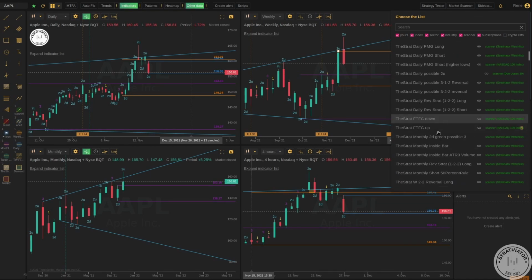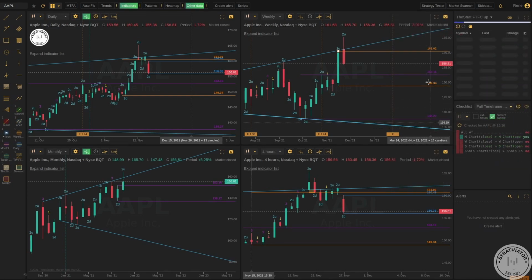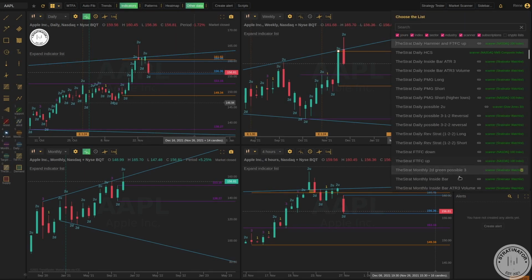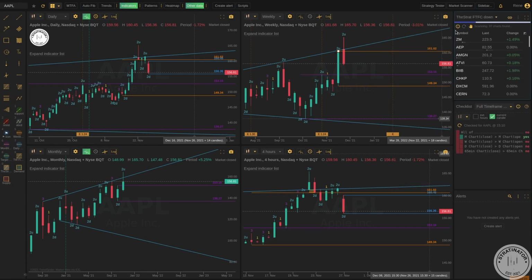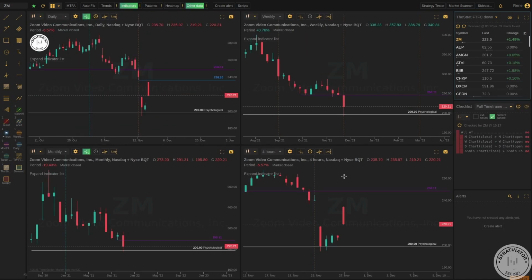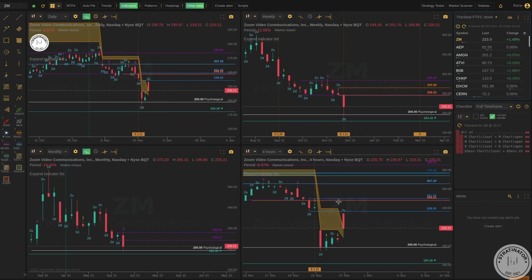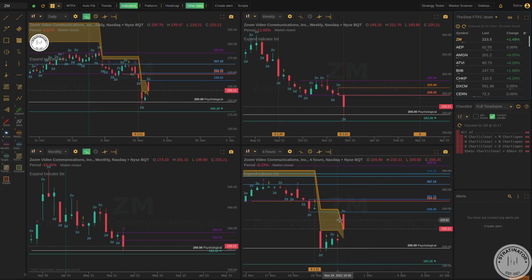So for example, if I want to look at the full time frame continuity to the upside scanners, there maybe isn't one because we had a big dip to the downside on Friday. But if I look at the FTFC downside, then we have a list of different scanners, and then I can have a look at Zoom, for example. So we see it's red on the month, red on the week, red on the day, and red on the 65-minute chart. And it's also presented, if you look here, on the four-hour chart as well.